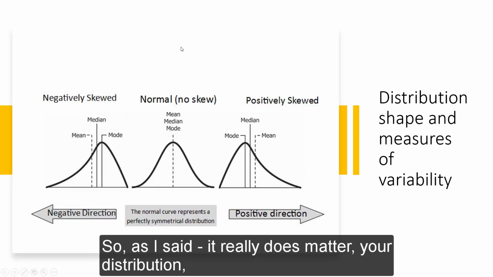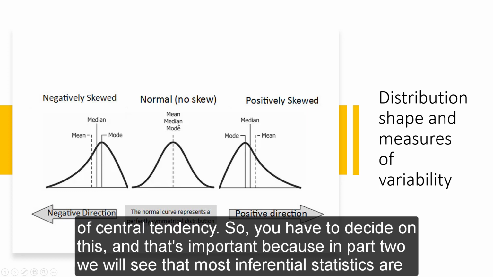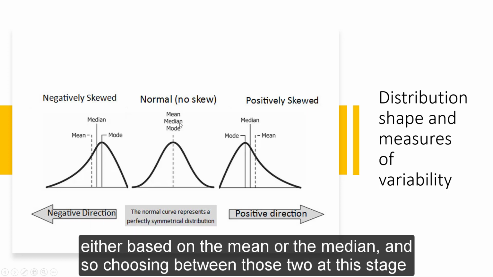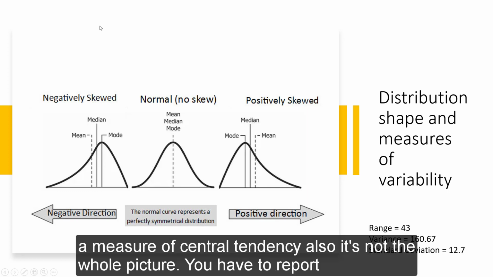So, as I said, it really does matter, your distribution, as to whether the mean or the median, I'll ignore the mode for the moment, are the better descriptors of central tendency. So you have to decide on that. And that's important because in part 2 we'll see that most inferential statistics are either based on the mean or the median. And so choosing between those two at this stage helps you select the right inferential statistical technique later on.